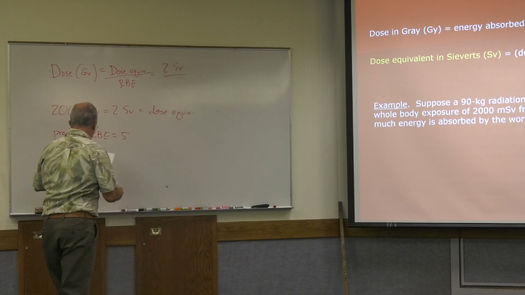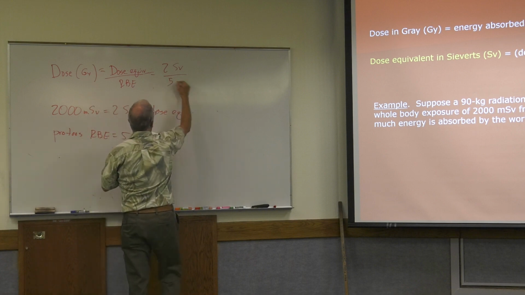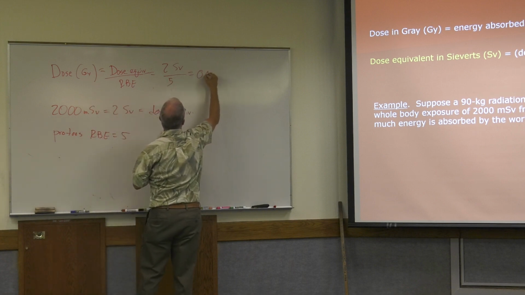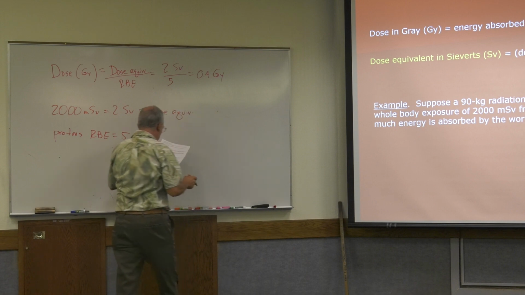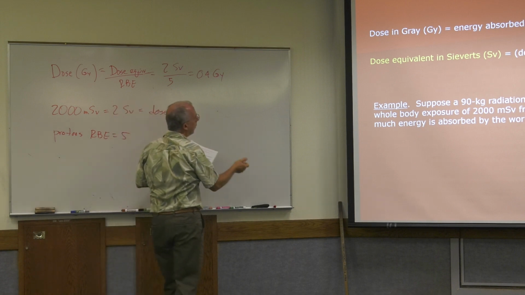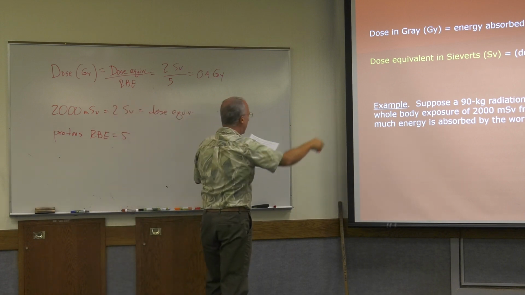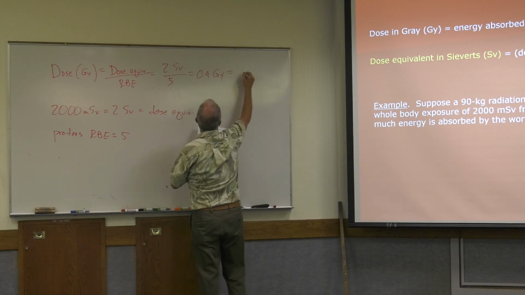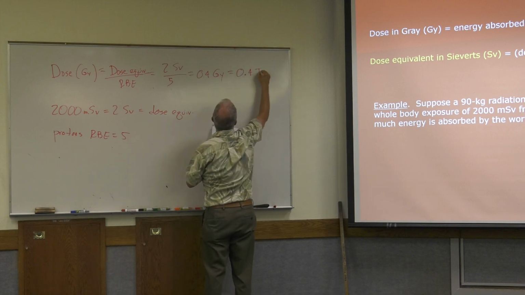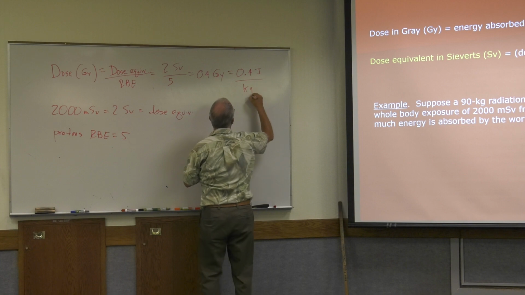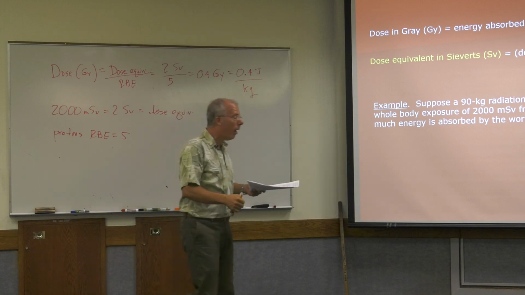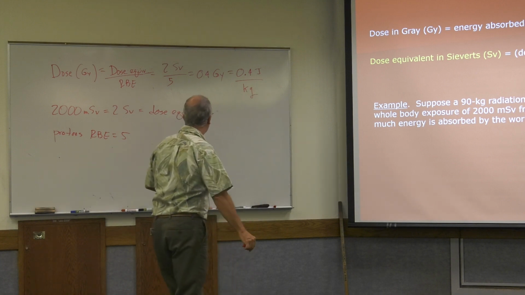And what's the RBE? 5. So 2/5 is 0.4. So 0.4 gray, right? And again, what's a gray? Joule per kilogram, right? So that means it's 0.4 joules per kilogram. So every single kilogram of that guy's body, on average, gets 0.4 joules.